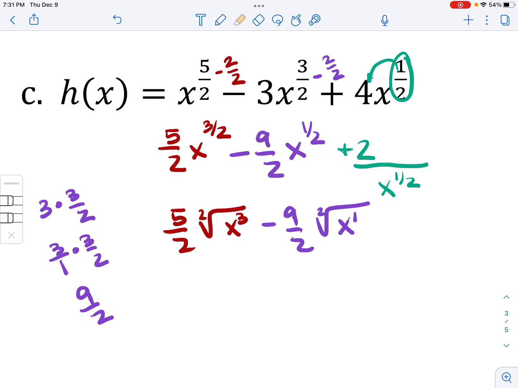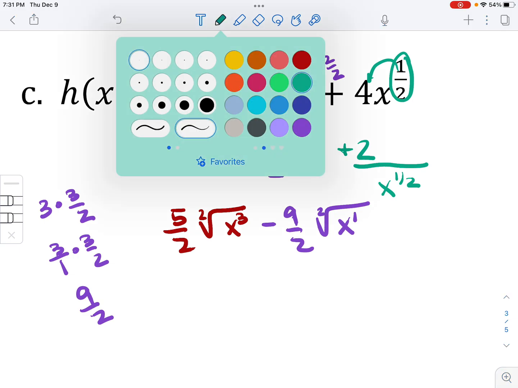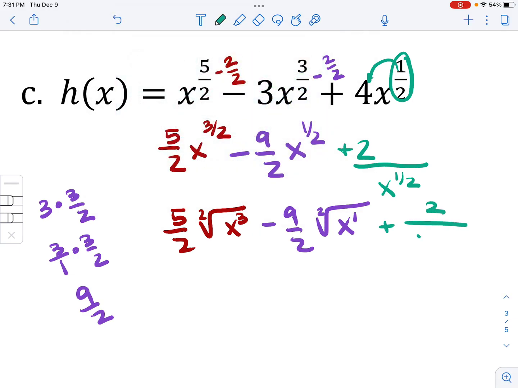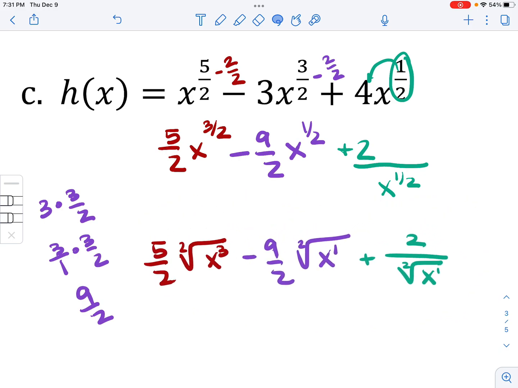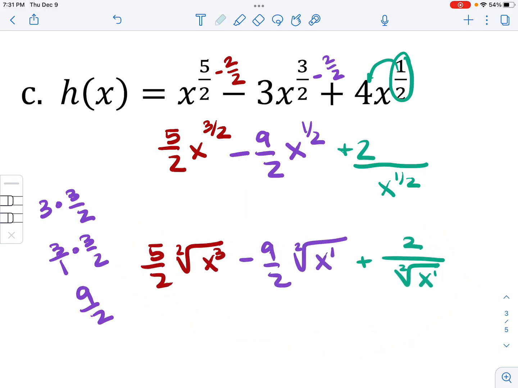1 goes here, and then I already addressed the negative exponent. Again, the denominator always goes in the index, and the 1 always goes with the exponent. So that's the final answer for this one. I wonder if I can cut it out just a little bit to make it more obvious that it's separate. There you go. So there's your answer in the box.